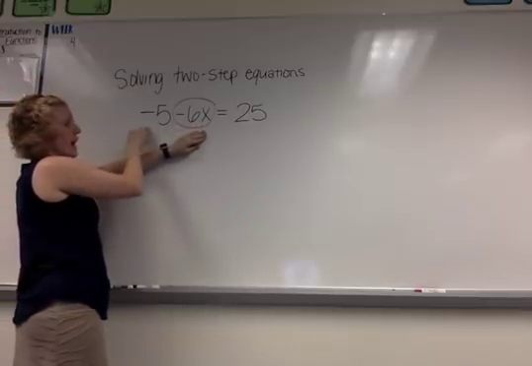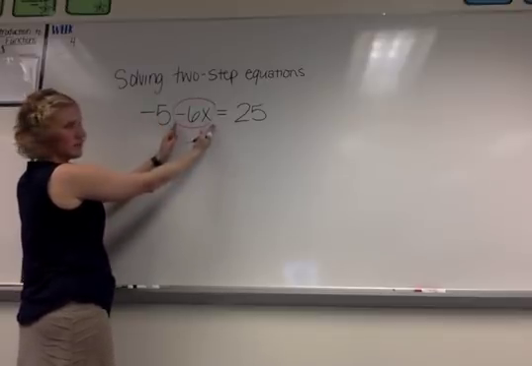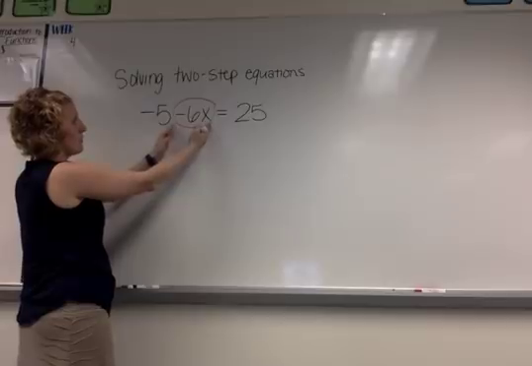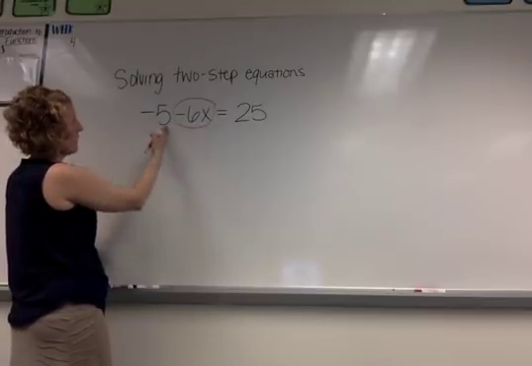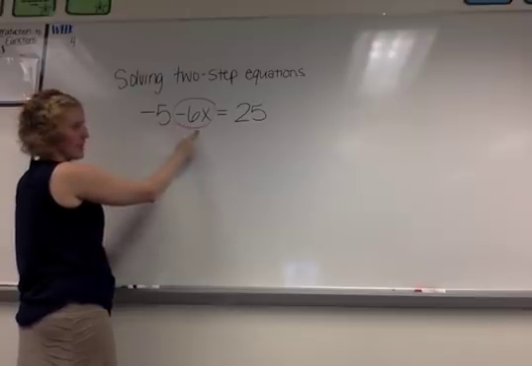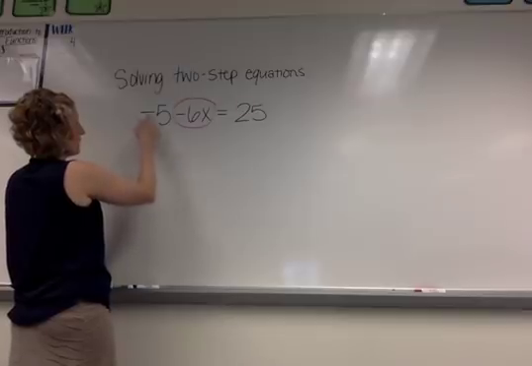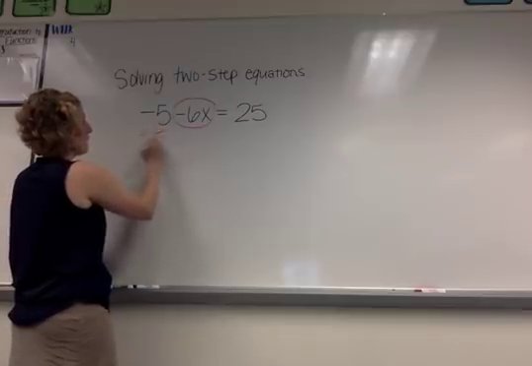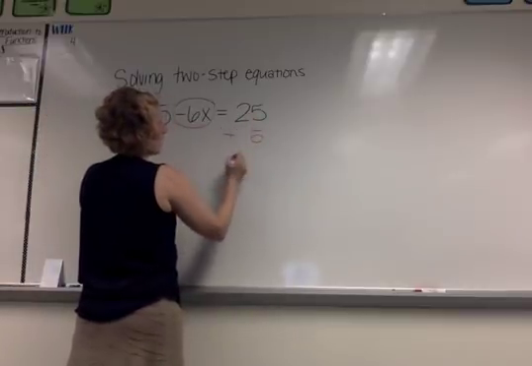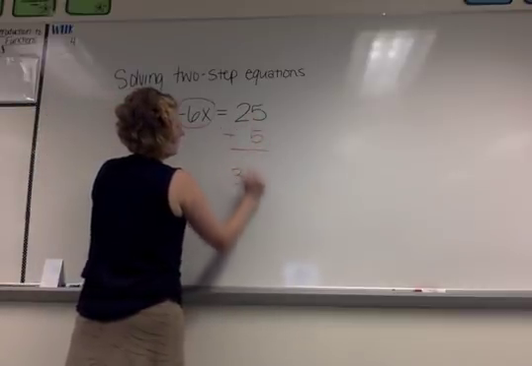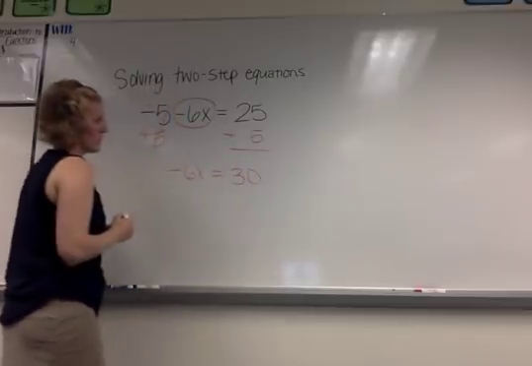So I need to do the opposite or the inverse of subtract 5 first. I need to get this isolated before I can add or multiply or divide. So I need to do the inverse of negative 5. Notice it's negative 5 minus 6x. So since it's an addition or subtraction, you do the inverse. So negative 5 plus 5 would cancel. And then add 5 here. 25 plus 5 is 30. So I'm left with negative 6x equals 30.